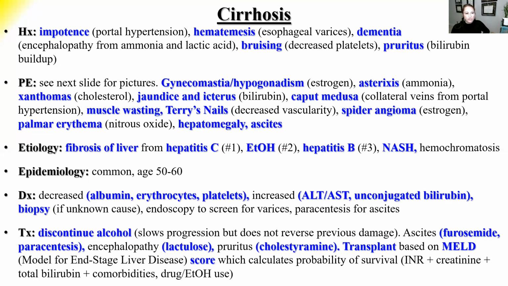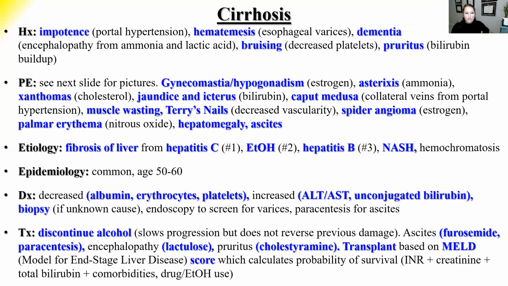Muscle wasting, they're malnourished. Terry's nails, they develop this area of decreased vascularity underneath their fingernails. Spider angiomas, these little pinpoint hemorrhages from the buildup of estrogen. Palmar erythema, they get reddish palms due to the buildup of nitrous oxide. Hepatomegaly, why? Because the liver is getting larger because of the scarring. And then ascites is the fluid buildup because you can't filter it through the liver.